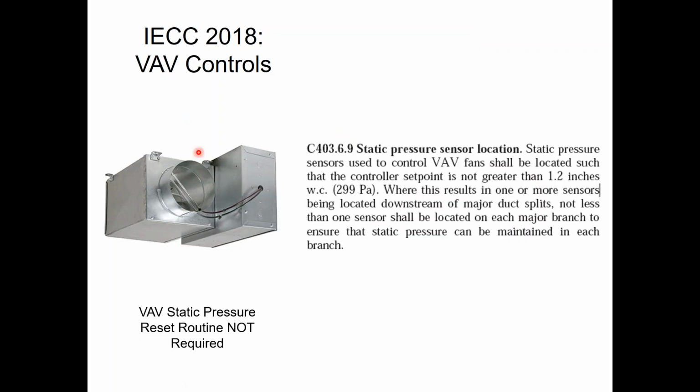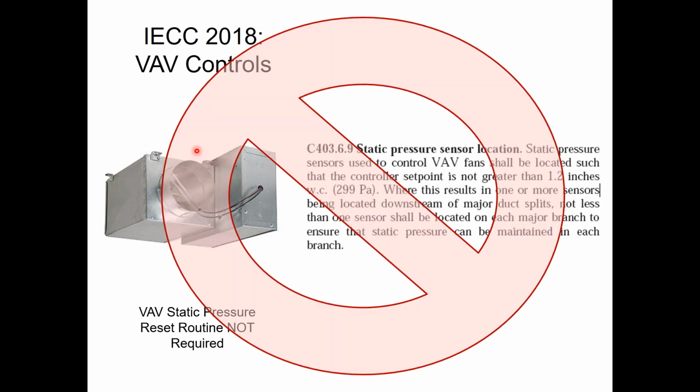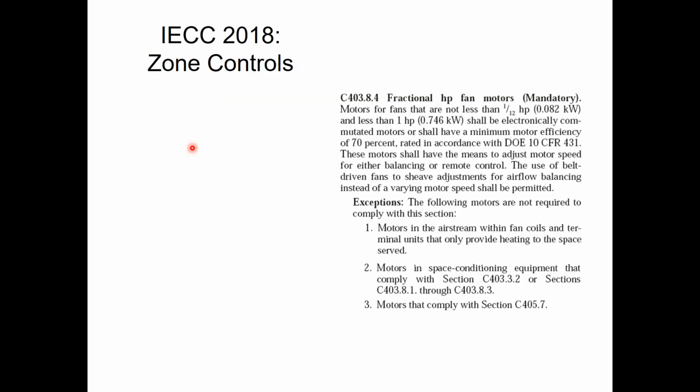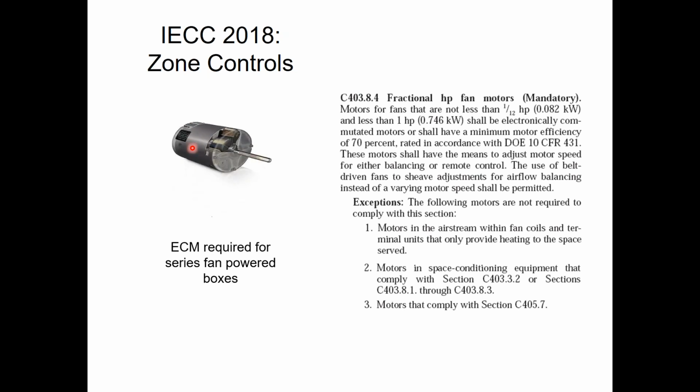We don't have to do this one at all because it doesn't say multiple zone systems. It just says VAV systems. And we don't have a VAV system on a VVT. So I don't have to do the deal where I locate the static pressure sensor wherever it has to be for 1.2 inches of static. Not required by the code. If you're going to put fan power boxes in, that rule still would apply. You got to put an ECM motor in if it's a series fan power box. You don't have to do that if it's a parallel box.